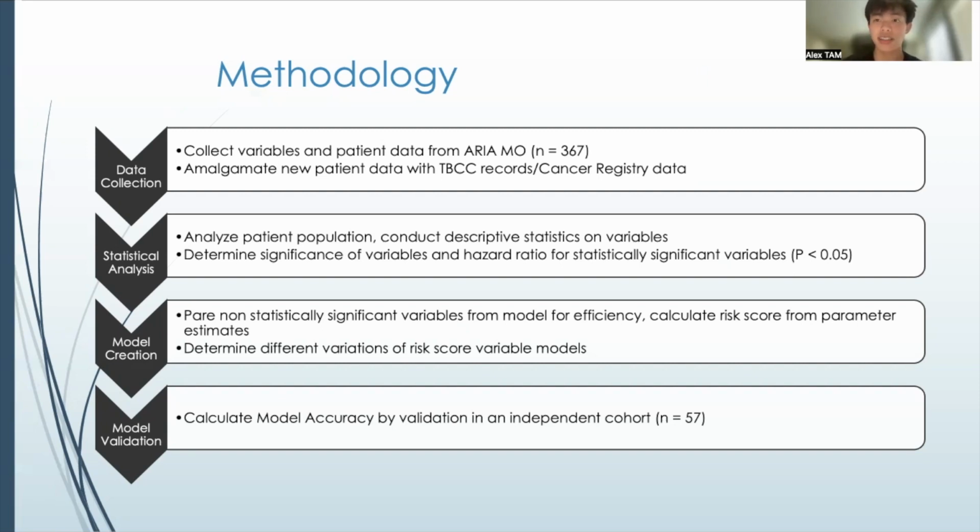We then had to analyze this data set with a Cox regression analysis to determine the significance of each of these variables. We used a p-value of less than 0.05 and also derived the hazard ratio for the statistically significant variables. From there, we pared non-statistically significant variables from our model for efficiency and created a novel risk score calculation from the parameter estimates in our analysis. We then had to validate this new calculation in our own independent cohort.